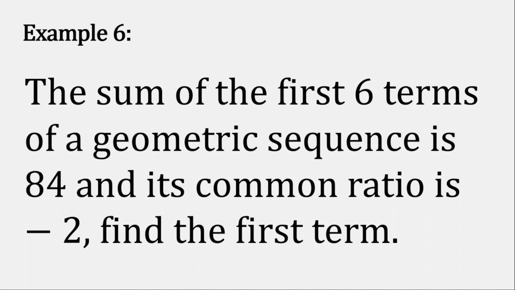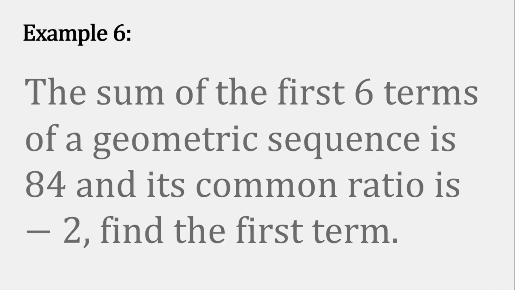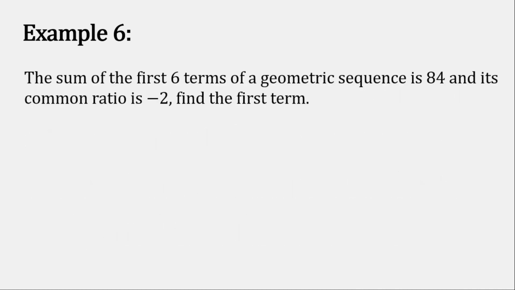Now, another variety of questions is this. The sum of the first 6 terms of a geometric sequence is 84, and its common ratio is negative 2. Find the first term. If you're going to study the formula, we can see that the value of our n is 6, and 84 is the sum of the first 6 terms, and negative 2 will be our common ratio. We need to find a sub 1.